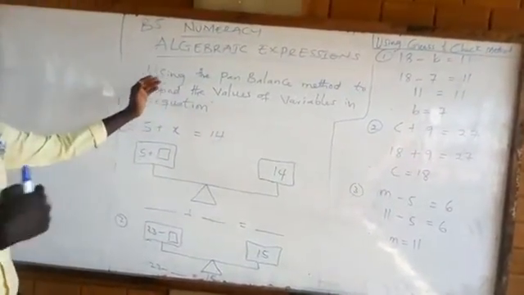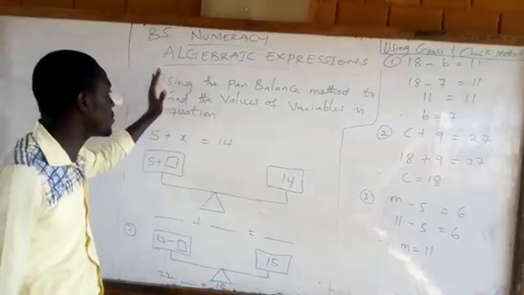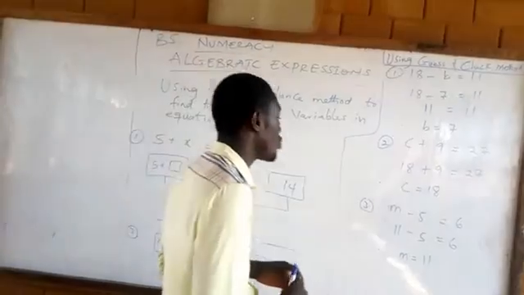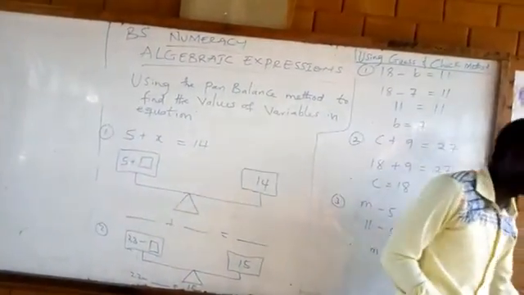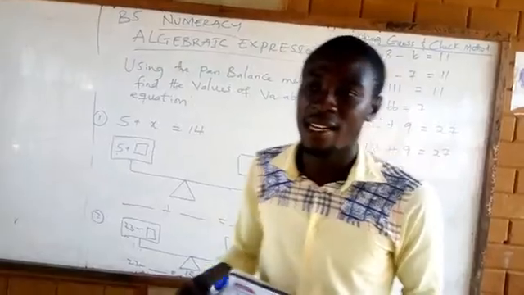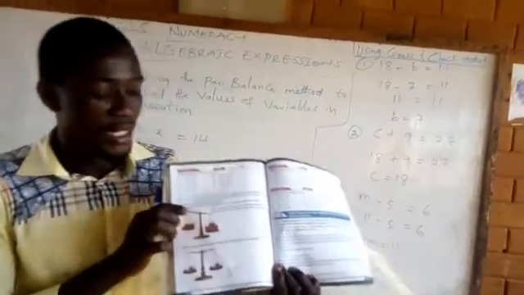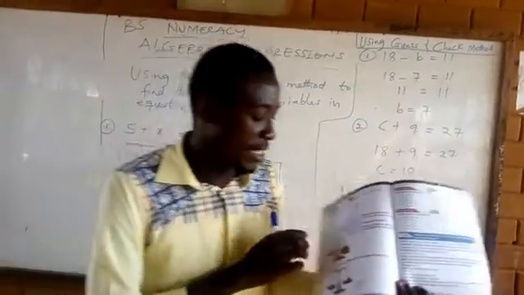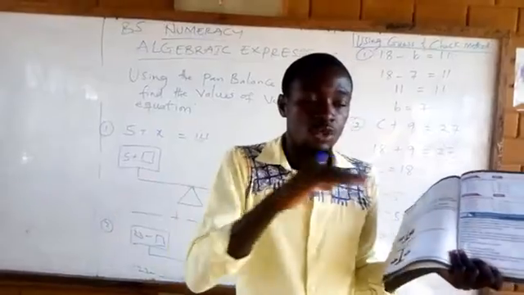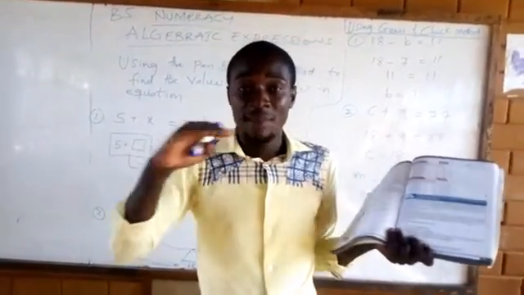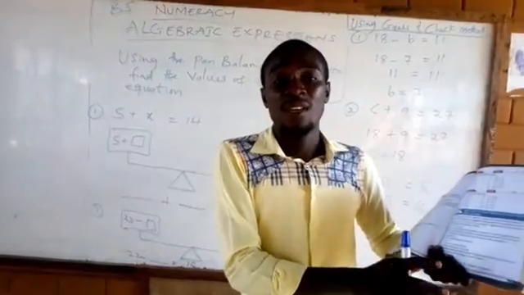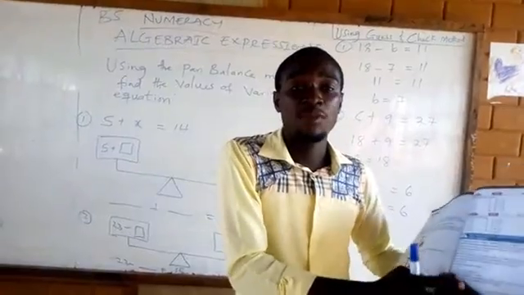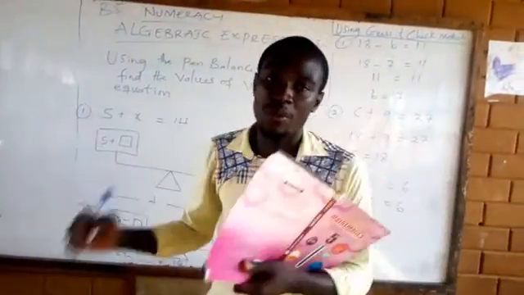Right now we want to look at using the pan balance method to find the values of variables in equations. I'm sure most of us are conversant or familiar with the pan balance. This is how it looks. For the pan balance, to make sure these two pans are at par, or at the same level, you need to put the same quantity of items or objects on the left pan and on the right pan.